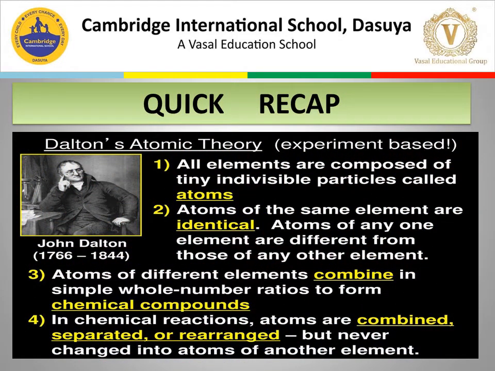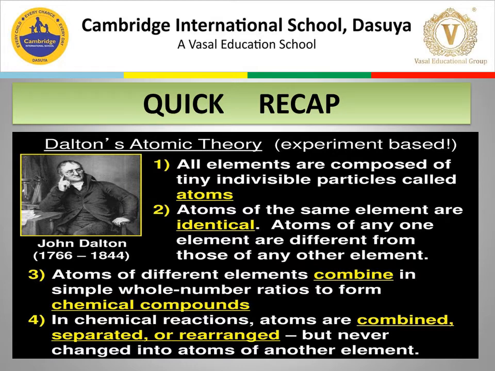Now let us quickly recap what we had done in the previous lesson. We discussed Dalton's atomic theory. Now I'll quickly discuss all the points of Dalton's atomic theory, then we'll start with the new topic of today. The first point is all elements are composed of tiny indivisible particles called atoms. That means all the substances, all the matter, are made up of very tiny particles, which were called atoms. Now the atoms of the same element are identical.